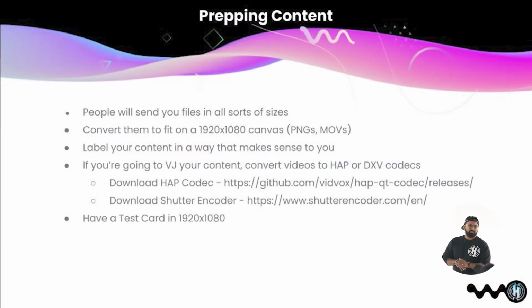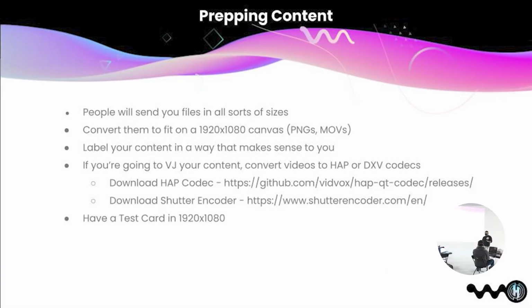Prepping content is so important with projection mapping because people are going to send you files in all sorts of sizes. And it's really important to have something that's manageable and that you understand how that particular piece of content is going to work with the projector. So what I have here is you should convert everything to 1920 by 1080. That is a very standard size. It's HD. It's full HD.